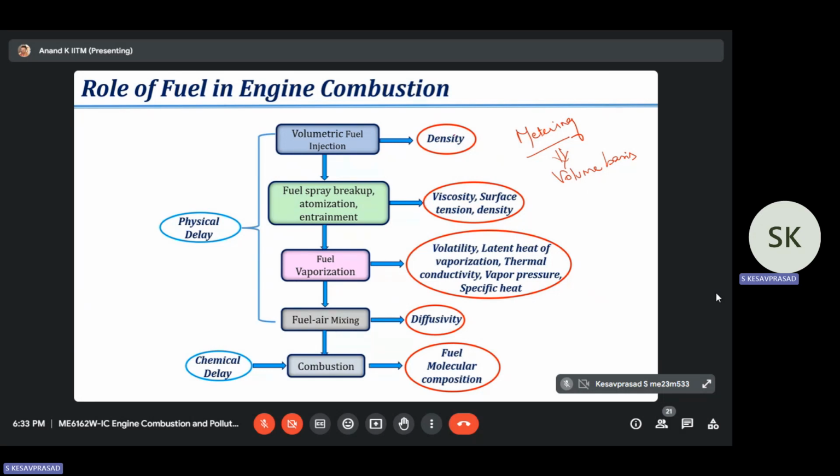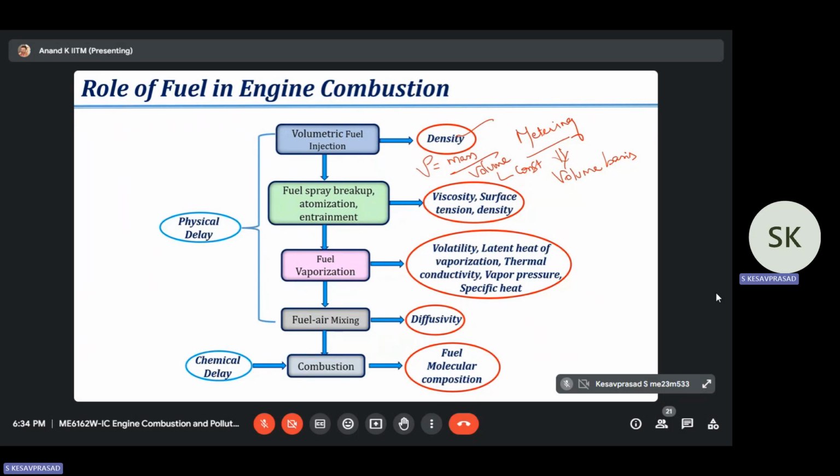Because of this, density will play a role here. What is the role played by density because of volumetric fuel injection? What is going to be different based on density? Exactly, mass is going to vary. Mass is going to vary based on density changes because density is fundamentally mass per unit volume. So what you meter in your injection system is volume, so you are keeping this constant. You allow a finite, constant volume of fuel into the engine cylinder for each cycle.